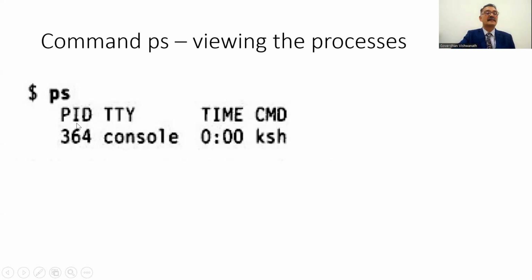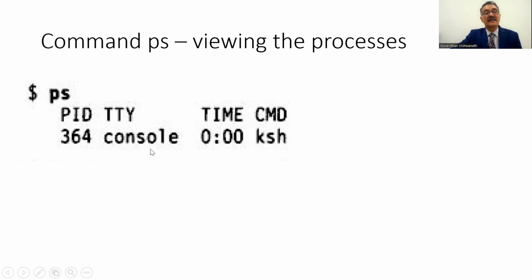Once you give PS and enter, you get 2 lines. See here, you can observe there is a heading. In the earlier command, there was no heading, only columns. And here the columns are with a heading. PID 364, TTY console, time 0, command KSH. KSH is the command that is executed. It is the Korn shell, and the TTY terminal is console. The PID number of this process is 364, right? That means I'm executing the Korn shell program on this console.